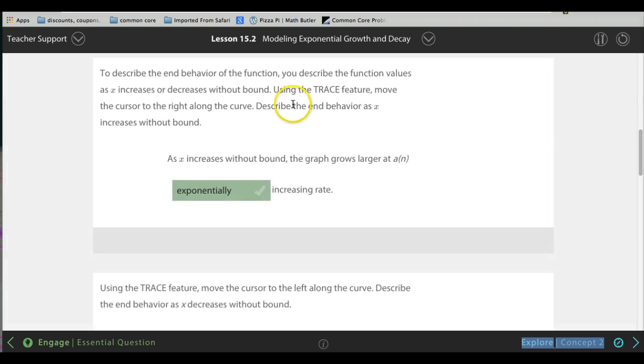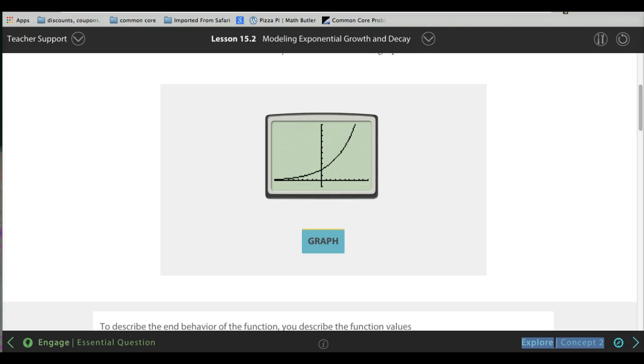When you follow the graph, you would figure out that as you move the cursor to the right, the end behavior increases without bound, okay? Do you know what that means? You see this over here? We have this graph over here and we're going to follow it, okay?